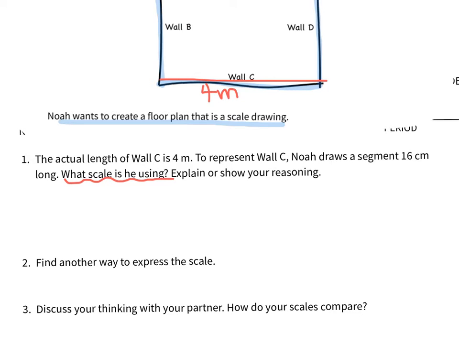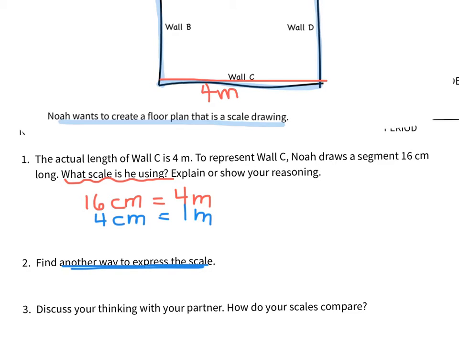The big takeaway from this lesson is this idea of writing a scale. We could say 16 centimeters equals 4 meters. That's one way to write that scale. I notice both of those numbers are divisible by 4, so I could also say 4 centimeters equals 1 meter. There are lots of different ways to write the same scale. Can you come up with one more way to express that scale?